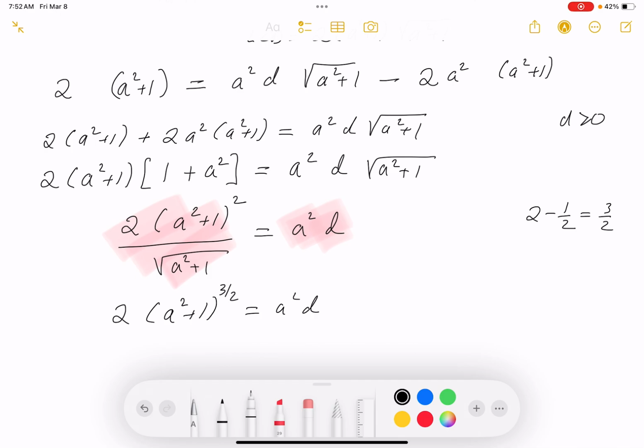Is that what we're supposed to show? Let me go back over and look at the question. It says that I need to show that, and I did show that. I showed that a squared d is the same thing as 2 times (1 plus a squared), or (a squared plus 1) to the 3/2 power. So we're done. We just showed what we're supposed to show. We'll go on to the next question. Thank you.